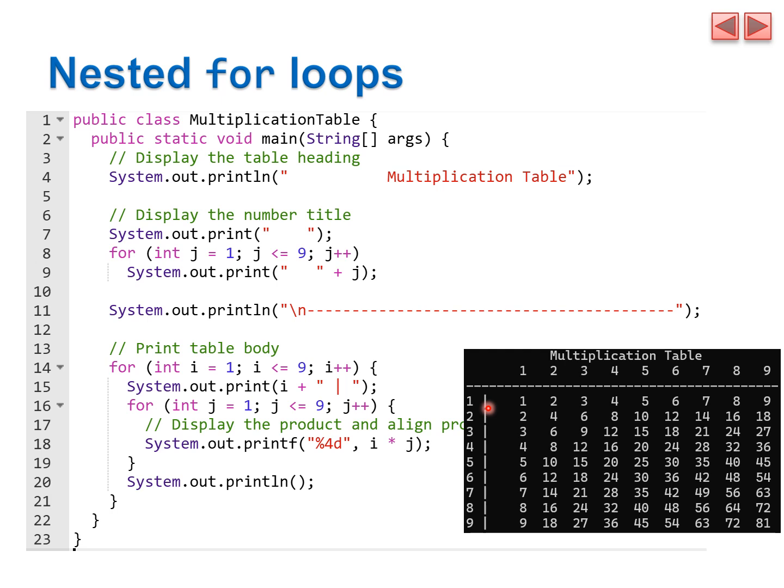Then it has an inner for loop that iterates through the columns of the table with the control variable j, and displays the product of I and j. After the inner for loop, it prints out a new line to move to the next row in the next iteration of the outer loop.